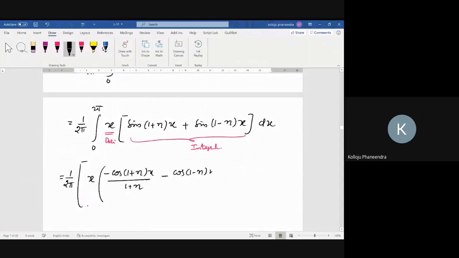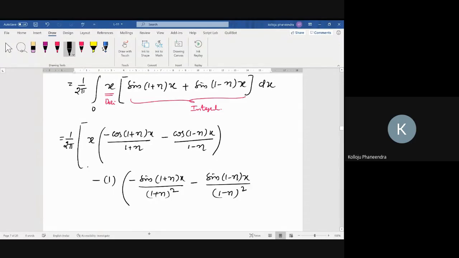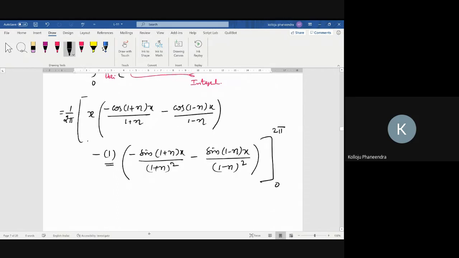Sir, it is stuck. One minus x by 1 plus n. First term is over. Right? Now I will write here minus. Derivative is what? 1. x derivative is what? 1. Again, cosine integration. This part integration. This bracket function integration. Cosine integration is what? Sine. 1 plus nx by 1 plus n, into 1 plus n, 1 plus n whole square. Minus. Cosine integration is what? Sine 1 minus nx by 1 minus n, 1 minus n into 1 minus n, 1 minus n whole square. This bracket closed between what limits? 0 to 2 pi. Next one, why am I not writing? Because next derivative is what? 0. So stop here.